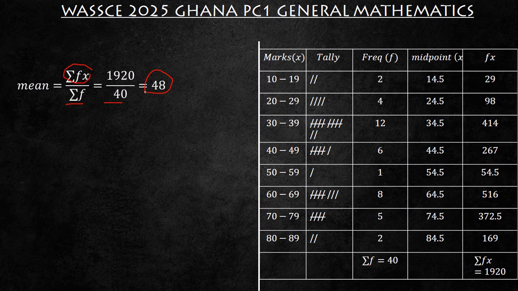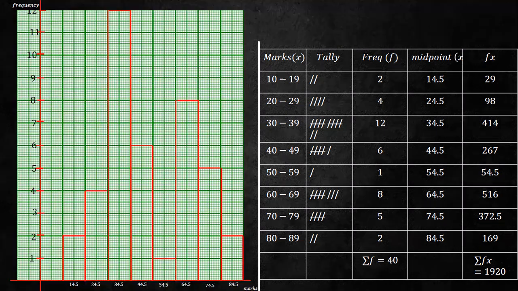Now the next thing we're going to do is to draw a histogram, of course. With a histogram, this is how it's going to look. So we have our histogram, which is this over here. On the vertical side, we have the frequency. On the horizontal, we have the x. Now in this case, I used the midpoint.